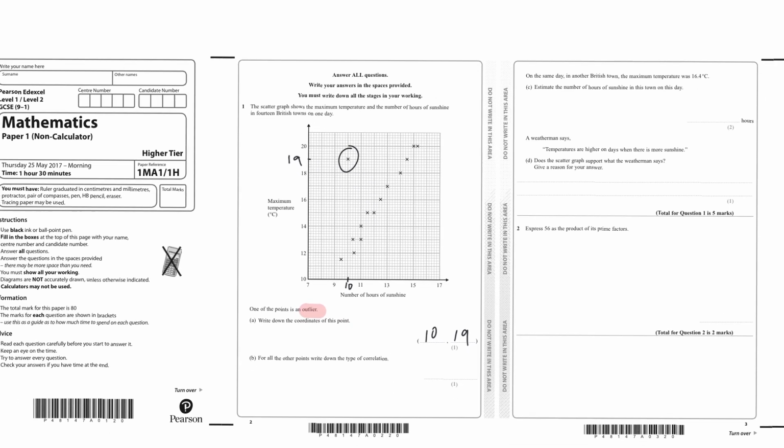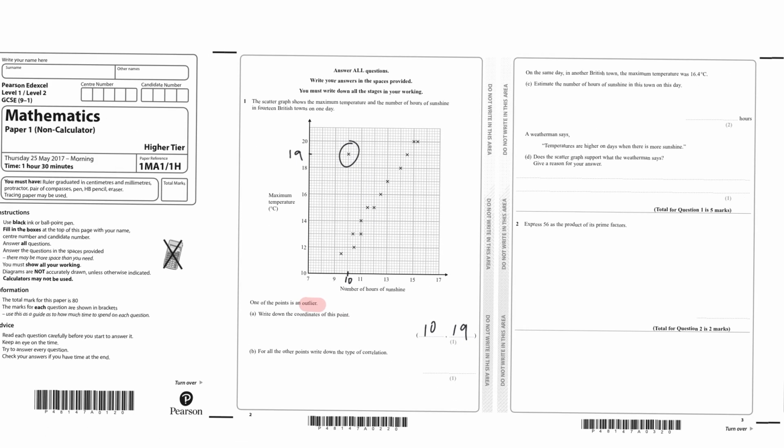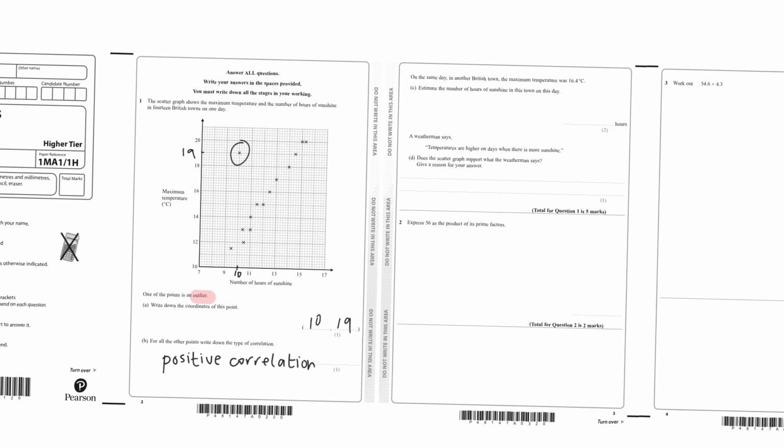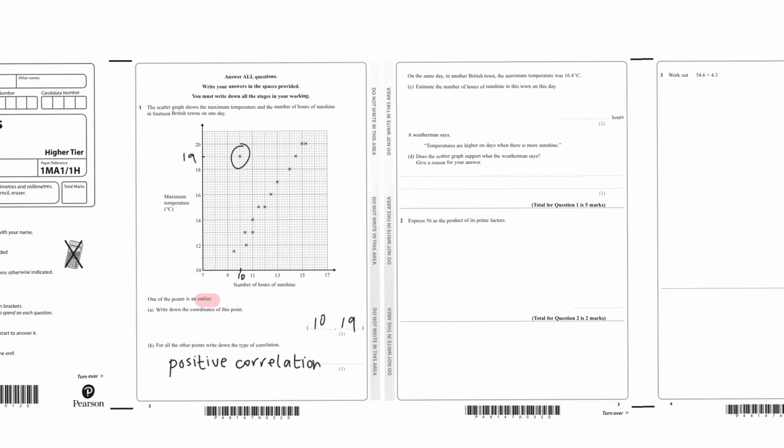If we look at part B, it wants us to write down the type of correlation for all the other points. Because all the points are going up, we call this a positive correlation. Moving on to part C, it says that on the same day in another British town, the maximum temperature was 16.4 degrees Celsius, and it wants us to estimate the number of hours of sunshine in this town on this day.